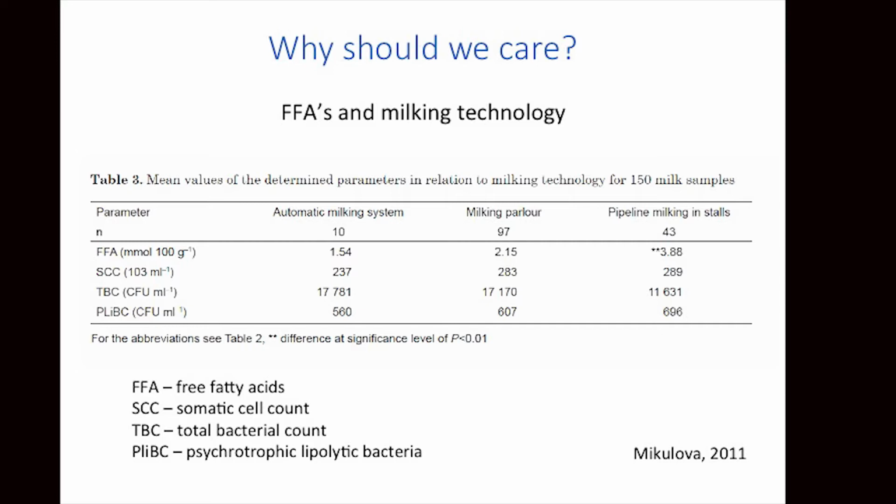So I do not know what that number is. You have to assume a certain fat content of your milk and work backwards, and then who knows. So this number here goes up dramatically when you go from automatic milking system to milking parlor to pipeline milking in stalls. Seems to be the worst one for it. In terms of free fatty acid and somatic cell count, the psychrotrophic bacteria, the ones that produce lipases, always also go up. This one here seems to be actually going down, the total bacterial count. Don't ask me for answers for that. But that just shows you the milking technology will affect free fatty acids.